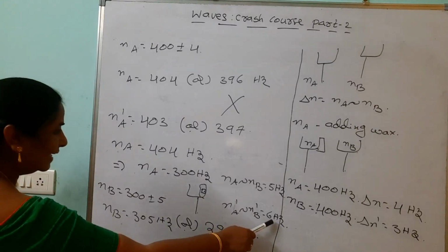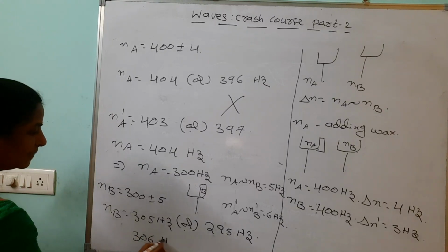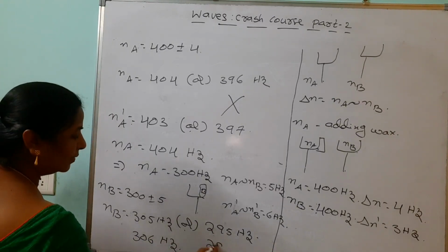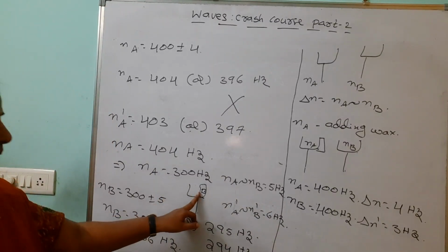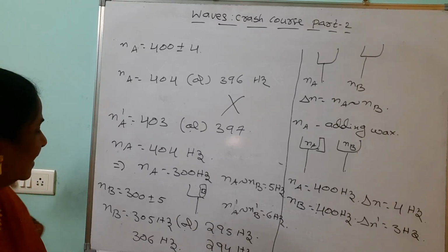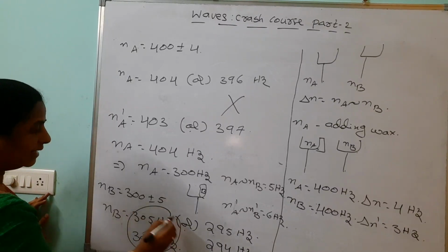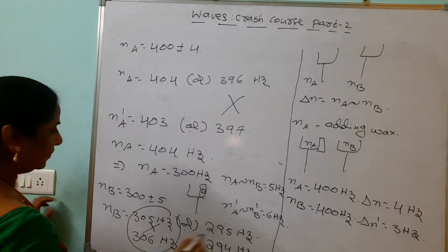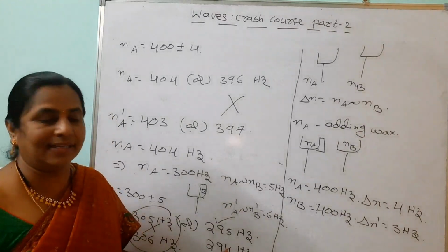Look here. When we take the 6, this is 306 Hertz and this is 294 Hertz. Whenever we add wax to B, is the beat frequency decreasing or increasing? Generally it is decreasing. So here, instead, it is increasing. It is the wrong answer. Our right answer is how much? Our right answer is 295. Why? Here it is decreasing.